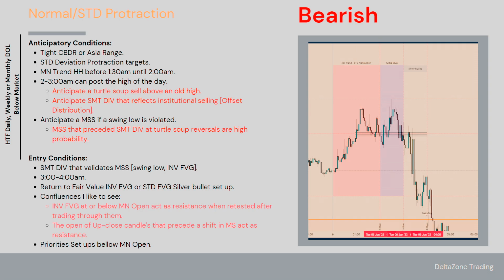Moving on to the entry conditions that I like to see. The main condition that I like to see when trading this profile is the presence of SMT divergence, as price is seen to trade above an old high. I want to see the euro post an offset accumulation model. I want to see candle bodies close higher than those of the previous highest candles' close.